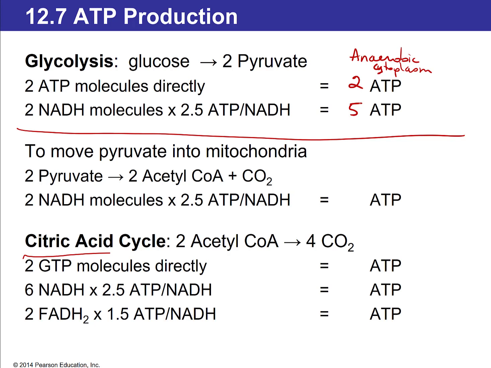So then there's that step, the step to take pyruvate and move it into the mitochondria. And doing that, you make an NADH for each one of the pyruvates. So that's 2 of them times 2.5. So that would give us another 5. And then in the citric acid cycle, we made 3 and we had to do 2 turns. So because we do 2 turns of the cycle, we make twice as much. 2 GTPs become 2 ATPs directly. 6 NADHs gives us how many ATPs total?